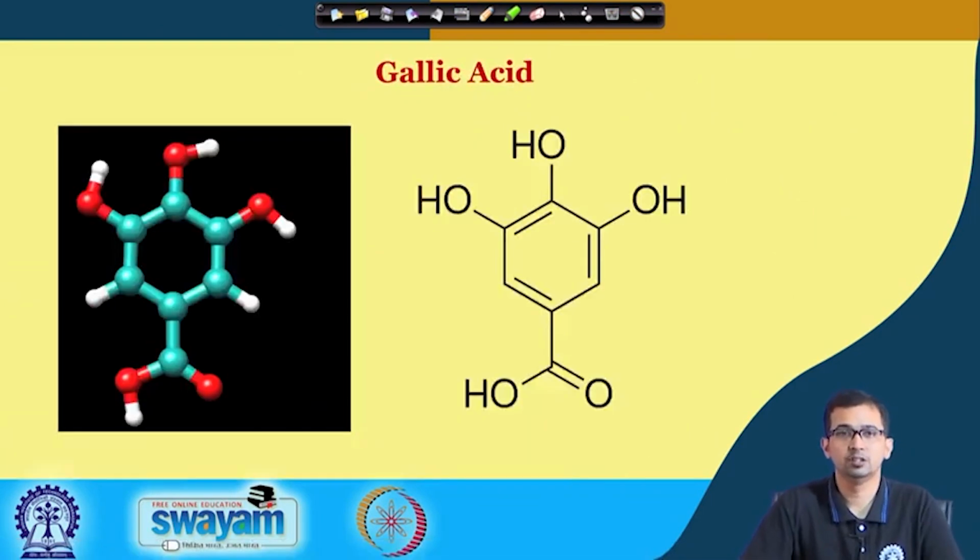The next molecule is gallic acid. Here we can see that gallic acid has 3 OH groups and 1 COOH group. Generally, this type of molecule is known as a polyphenolic compound. So, first we have seen the structure of curcumin and next we have seen the structure of gallic acid.